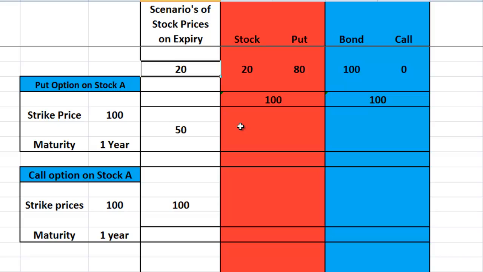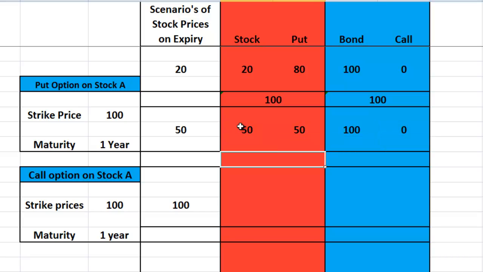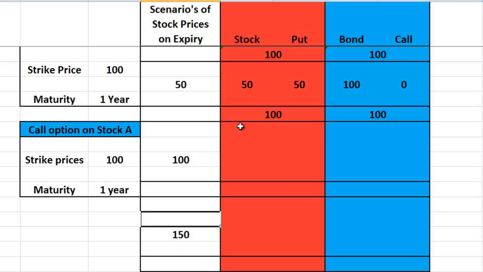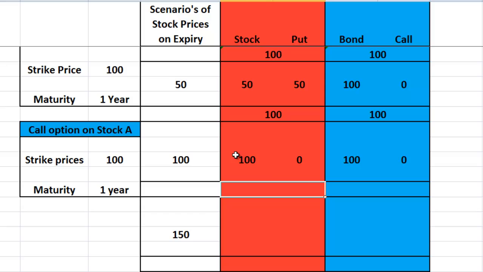What happens when the stock price is 50? Price of the stock is going to be 50. Price of the put option is going to be 50. Bond is going to be worth 100, and value of call again is going to be 0. That means again the total of both the portfolios is going to be exactly the same. Now what if the options are at the money, which means the stock price happens to be exactly 100 on the date of expiry? In that case, stock would be 100, put option will be 0, bond will be 100, call option will be 0. Again the total of both the sides is going to be exactly 100.